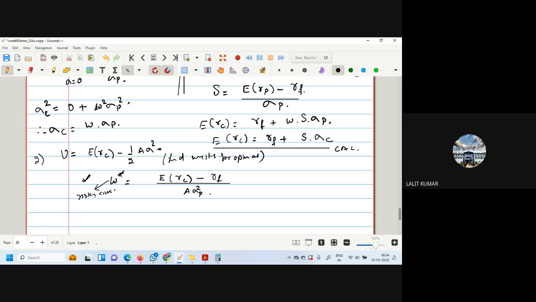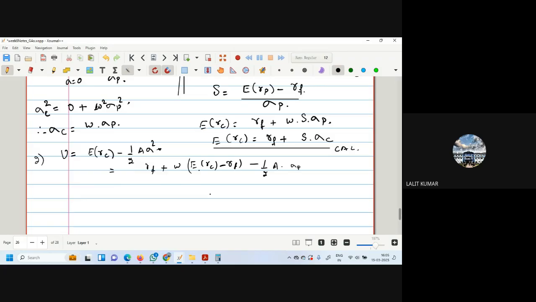Okay, or if you forget the formula, then what you can do is put these values here in ERC. You can do RF plus W into (ERC minus RF) minus half into A. This sigma which is there, you know that it is sigma of P whole square. And then you can take the derivative of this with respect to W, and then you will get the answer. Okay, and this will become W square sigma P square.